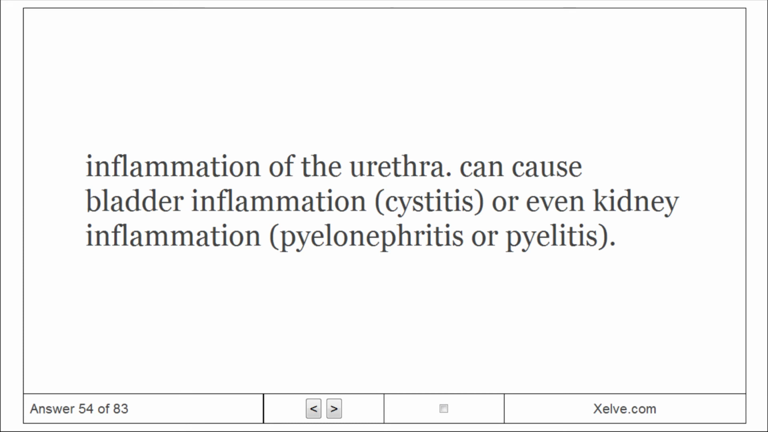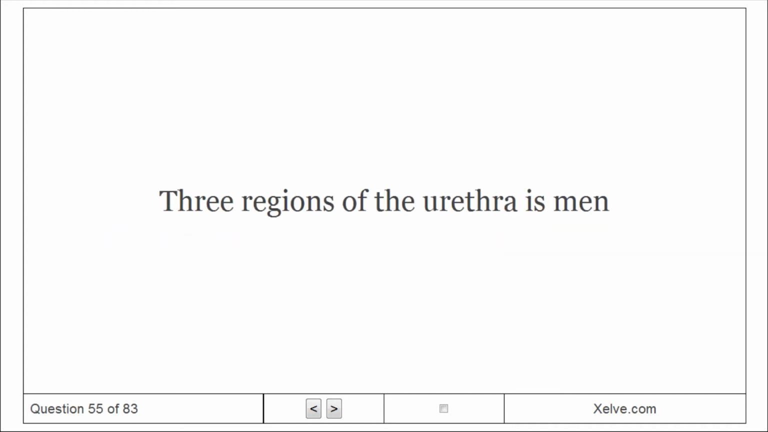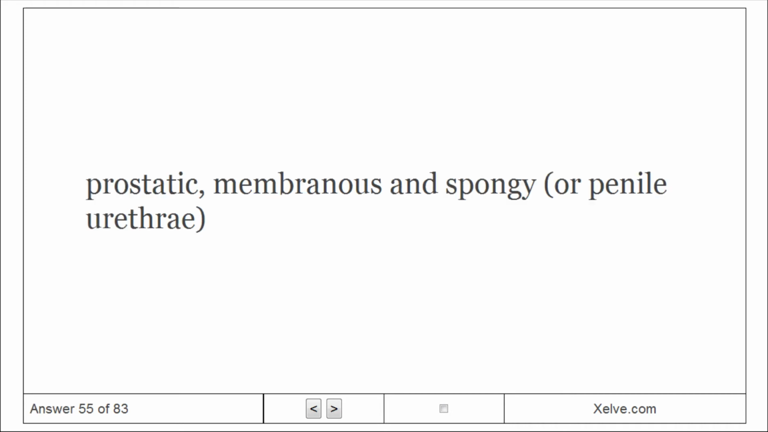Urethritis. Inflammation of the urethra can cause bladder inflammation or even kidney inflammation, pyelonephritis or pyelitis. Three regions of the urethra in men: prostatic, membranous, and spongy.